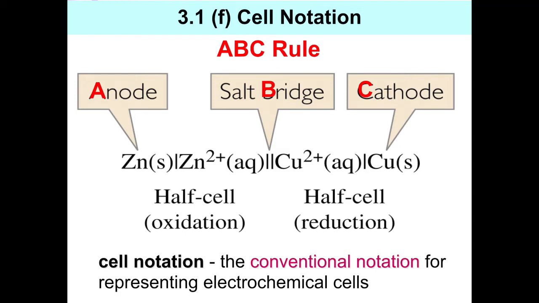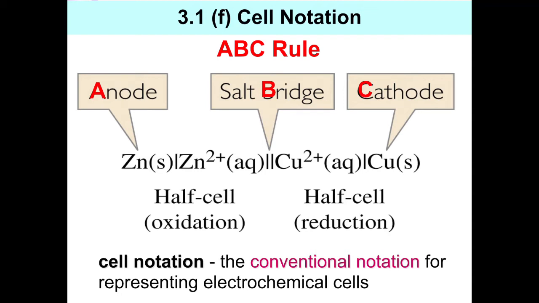For example, using the overall cell equation just now, we know that the zinc is oxidized into Zn2+. So we write zinc solid, single line, Zn2+. The single line is written to separate the zinc solid and Zn2+ aqueous, followed by a double line representing the salt bridge, and then the equation at cathode where Cu2+ is being reduced into Cu solid.